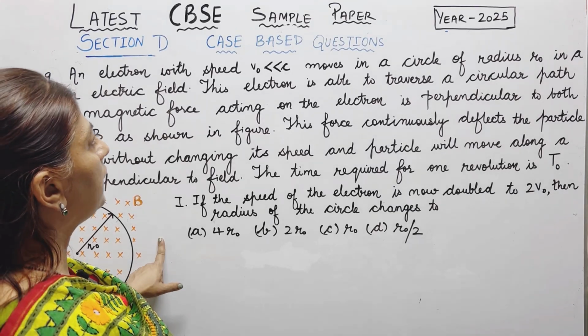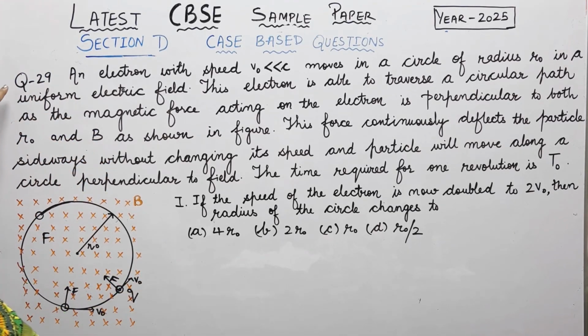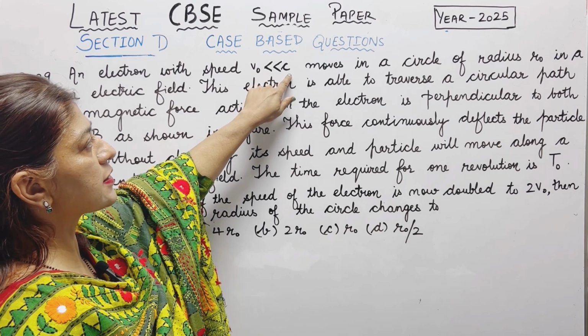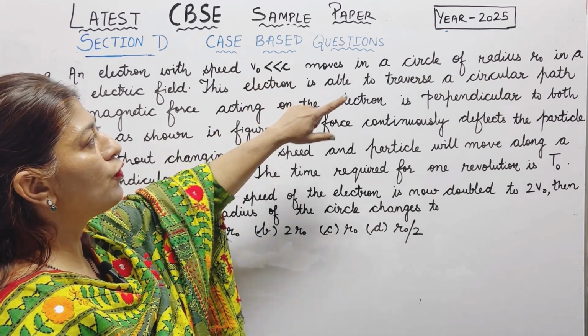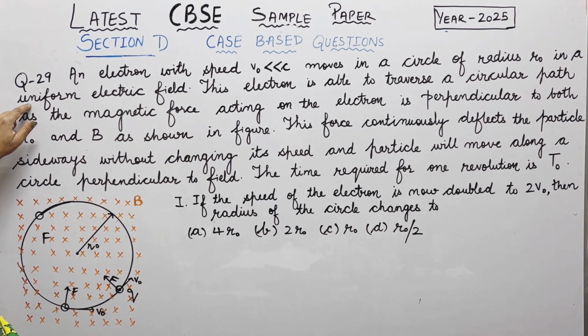This is section D. This is case-based questions. Let us read out the statement of question number 29 of section D. An electron with a speed v naught, that is very less than c, where c is the velocity of light, moves in a circle of radius r naught in a uniform electric field.